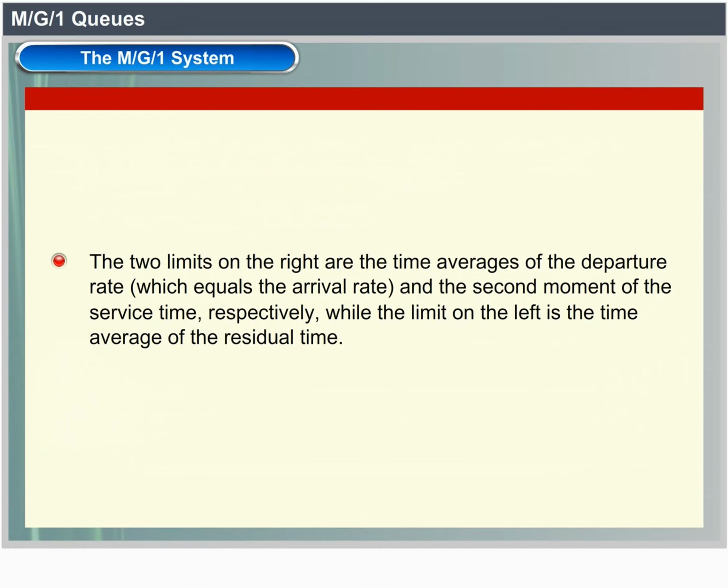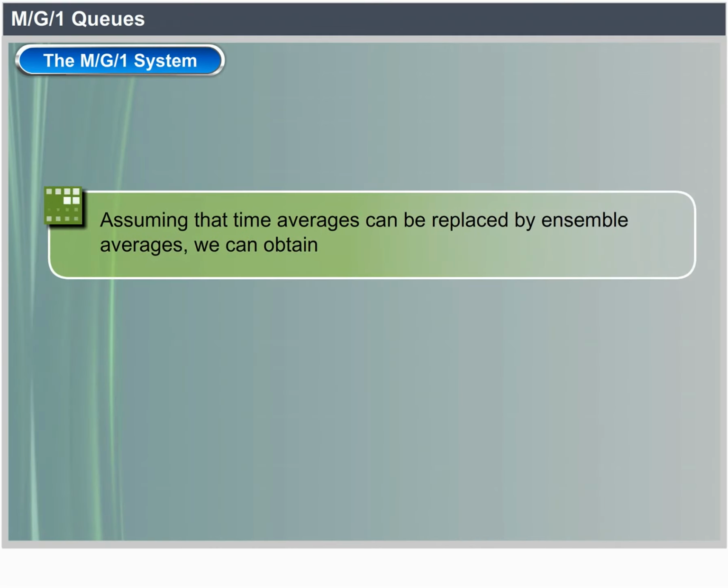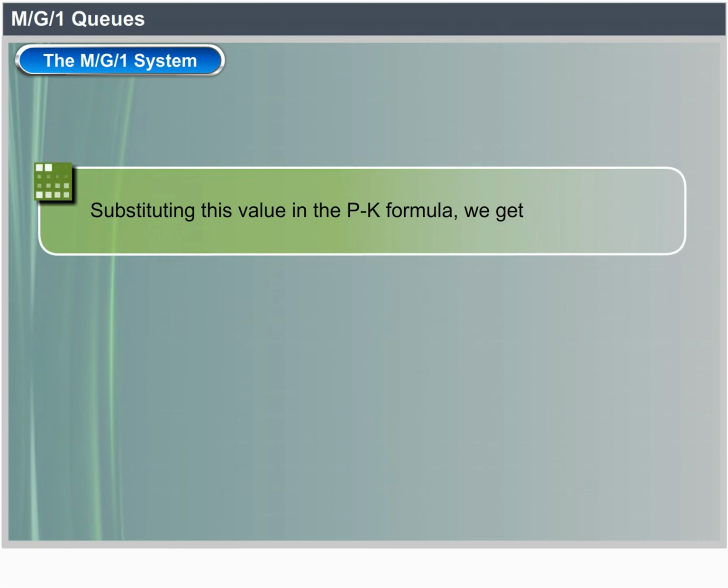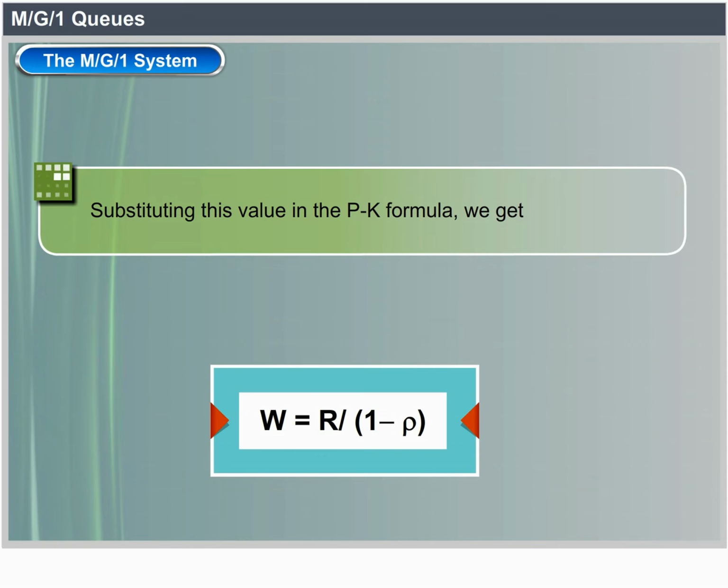The two limits on the right are the time averages of the departure rate, which equals the arrival rate, and the second moment of the service time respectively, while the limit on the left is the time average of the residual time. Assuming that time averages can be replaced by ensemble averages, we obtain R is equal to 1/2 lambda x square bar. Substituting this value in the PK formula, we get W is equal to R/(1 minus rho).